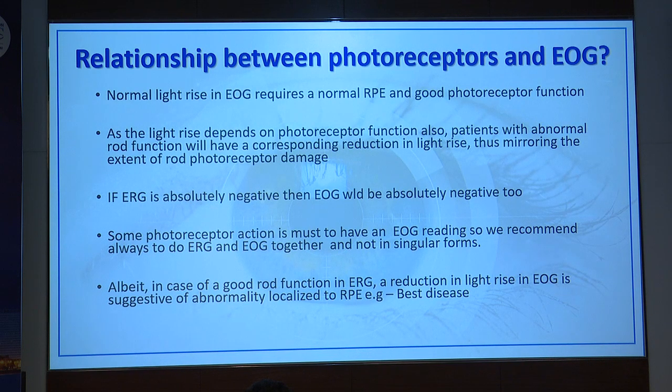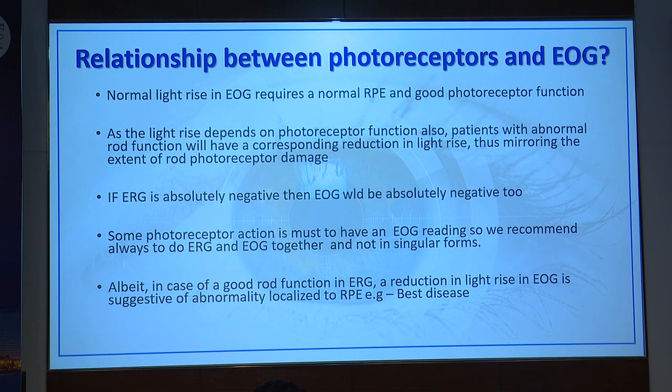What is the relationship between the photoreceptors and EOG? RPE relationship we know. Normal light rise in EOG requires a normal RPE and good photoreceptors. As the light rise depends on the photoreceptor functions also, patients with abnormal rod functions will have a corresponding reduction in light rise, thus mirroring the extent of photoreceptor damage. So, if ERG is absolutely negative, the EOG will be absolutely negative. Some photoreceptor action is a must to have an EOG reading. So, we recommend always to do ERG and EOG together and never in a singular form.